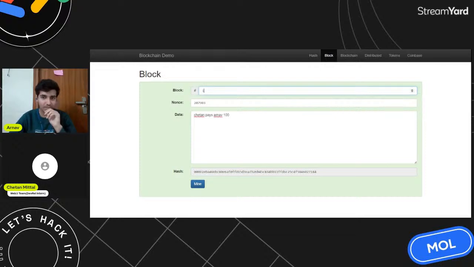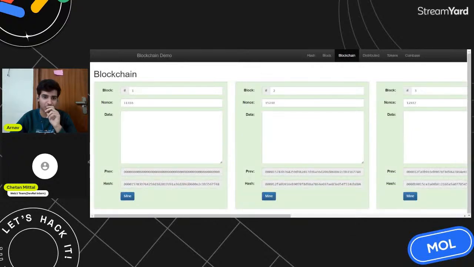ठीक है. So now let's move on to something more advanced. It's the blockchain, right? This was a single block, and now we move on to a blockchain. अब पिछले वाले के अंदर we had block number, a nonce, a data, and a hash. But this has something called a previous as well. Previous one. ठीक है.